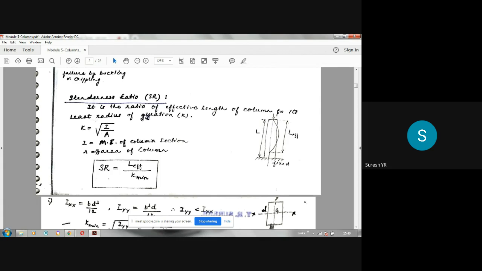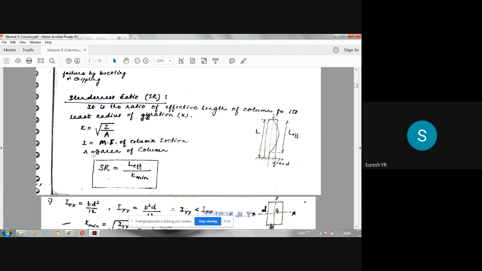So L effective is divided by the least radius of gyration. What do you mean by radius of gyration? You have studied this in moment of inertia in engineering mechanics. Radius of gyration is denoted by K here. So K is equal to the square root of I by A. I is the moment of inertia, divided by A, the area of that section. The moment of inertia of that column section is called I.